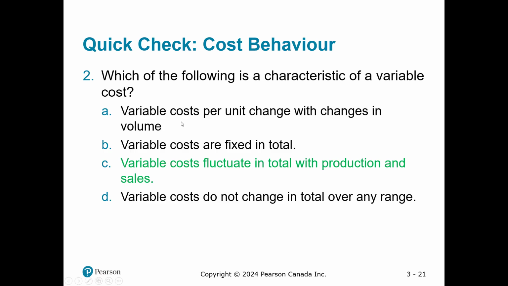Now, why is A incorrect? Variable costs per unit change with changes in volume, not within the relevant range. Sure, we'll have a change if we go outside the relevant range, but within the relevant range, the per unit variable costs stay constant. Variable costs in total will change with production.